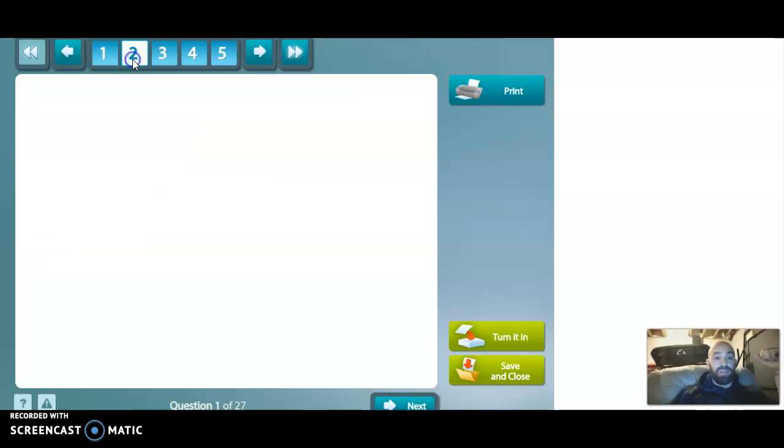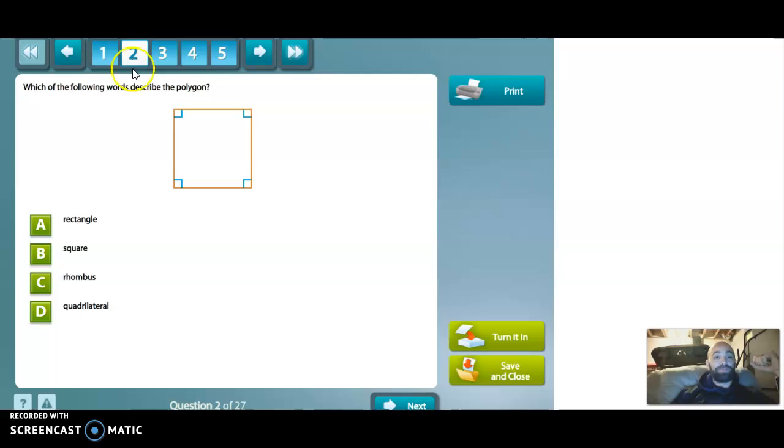Question number 2. Which of the following words describe the polygon? Rectangle, square, rhombus, quadrilateral.